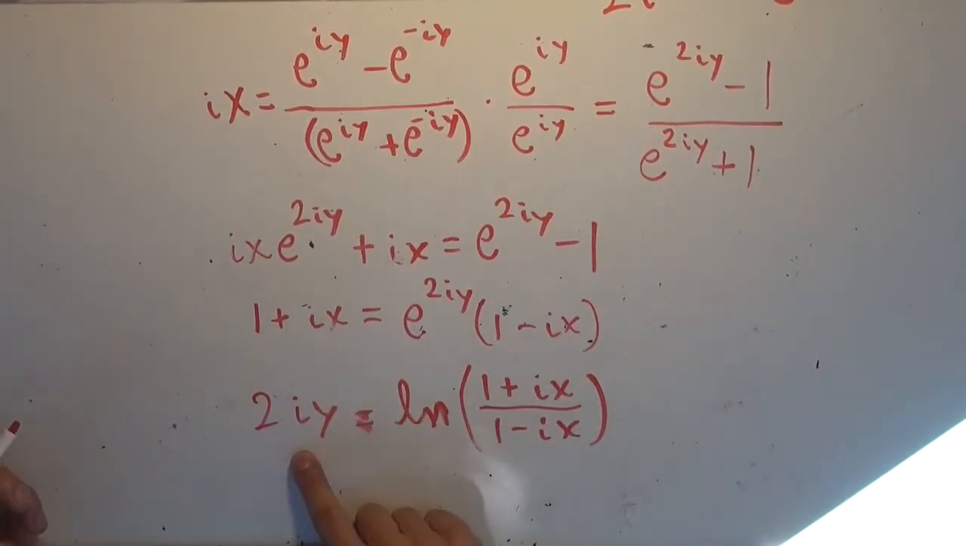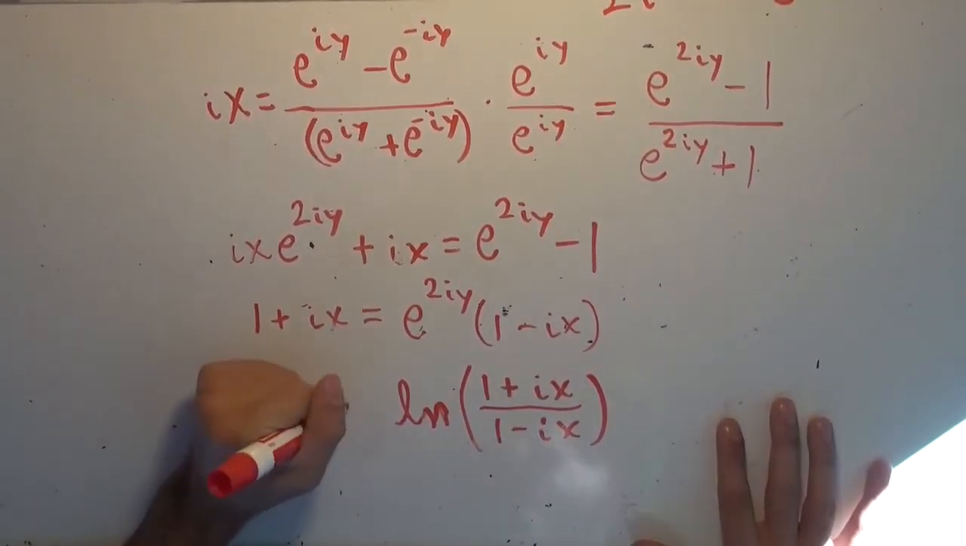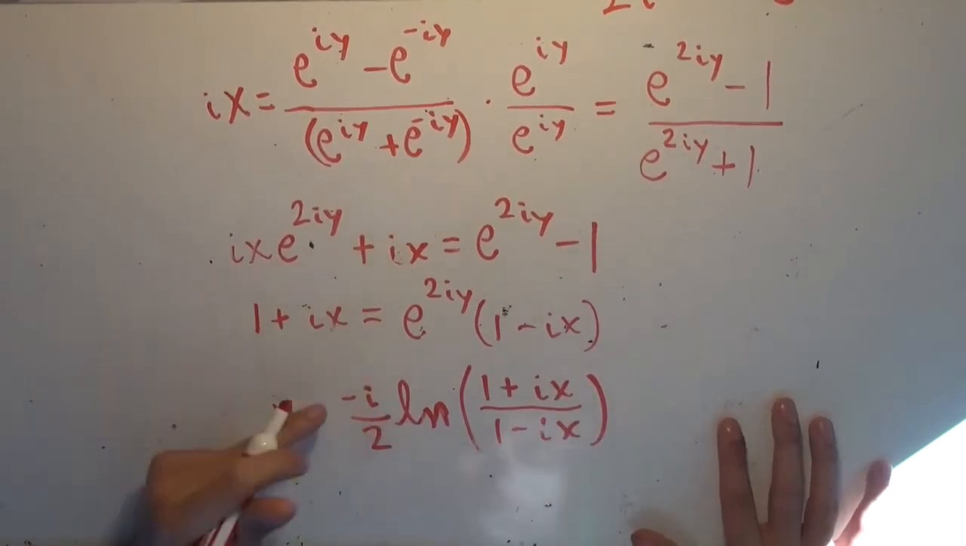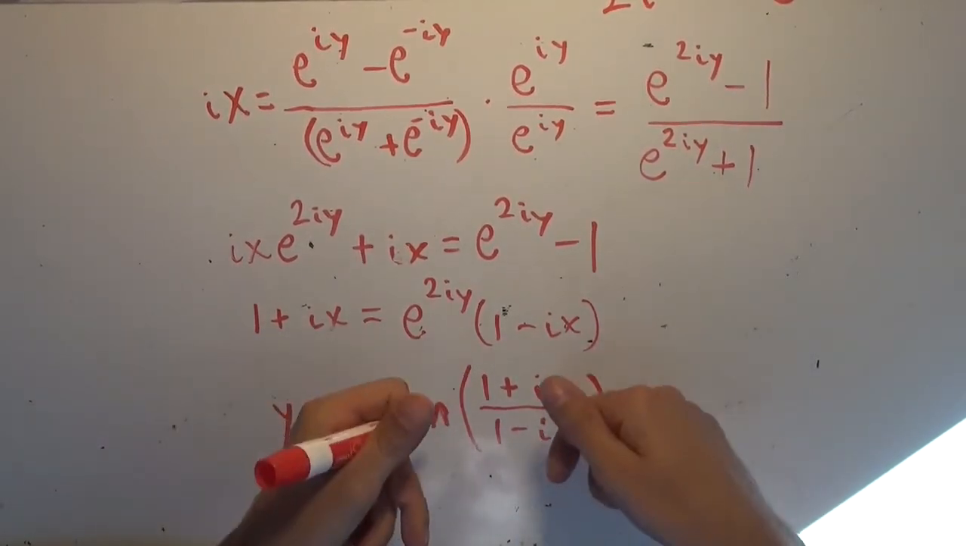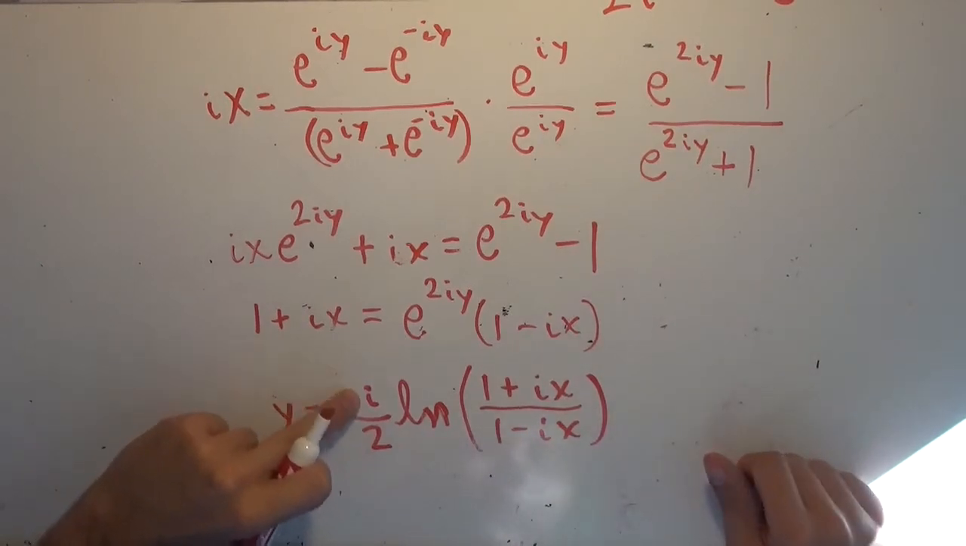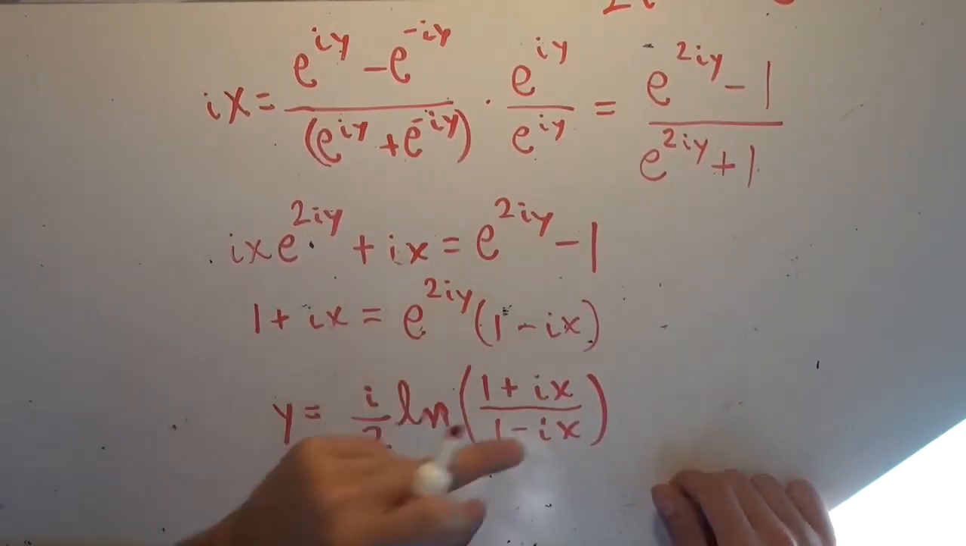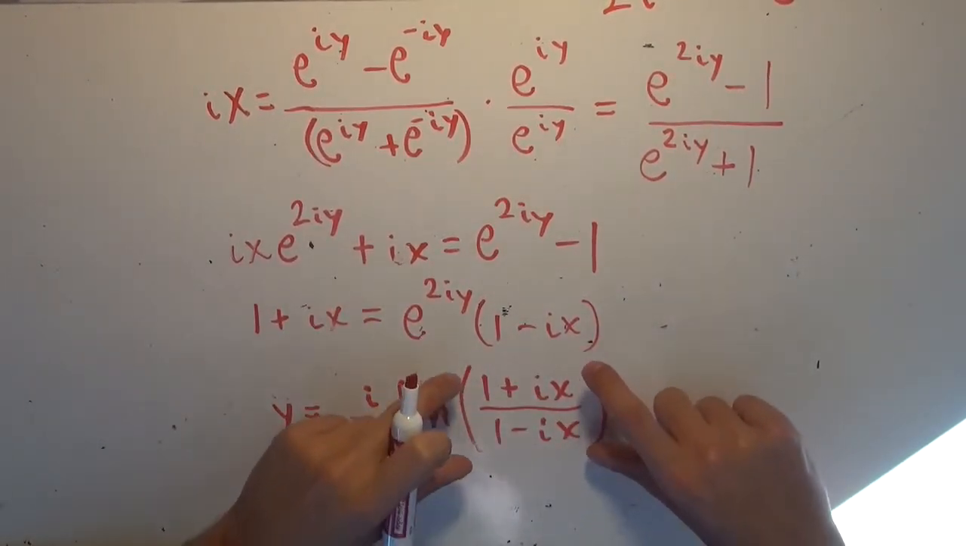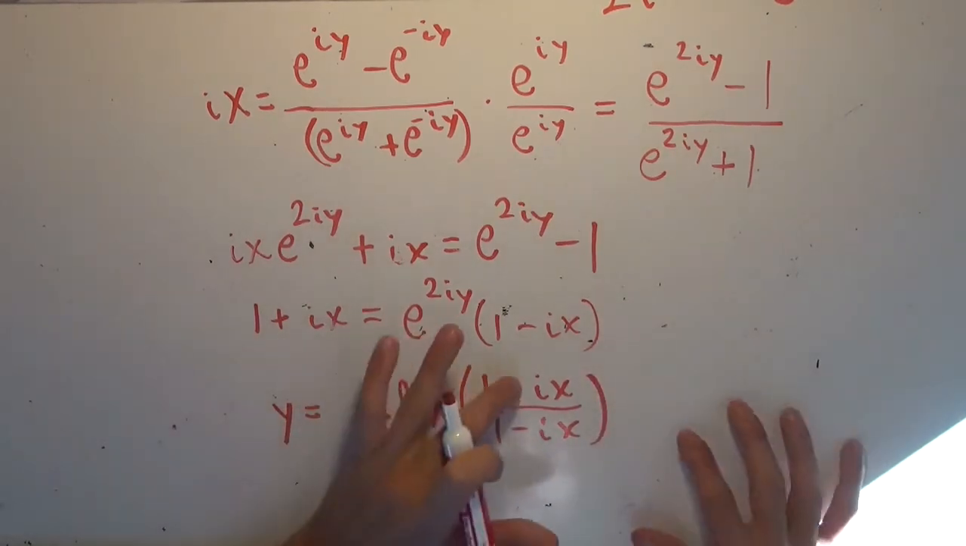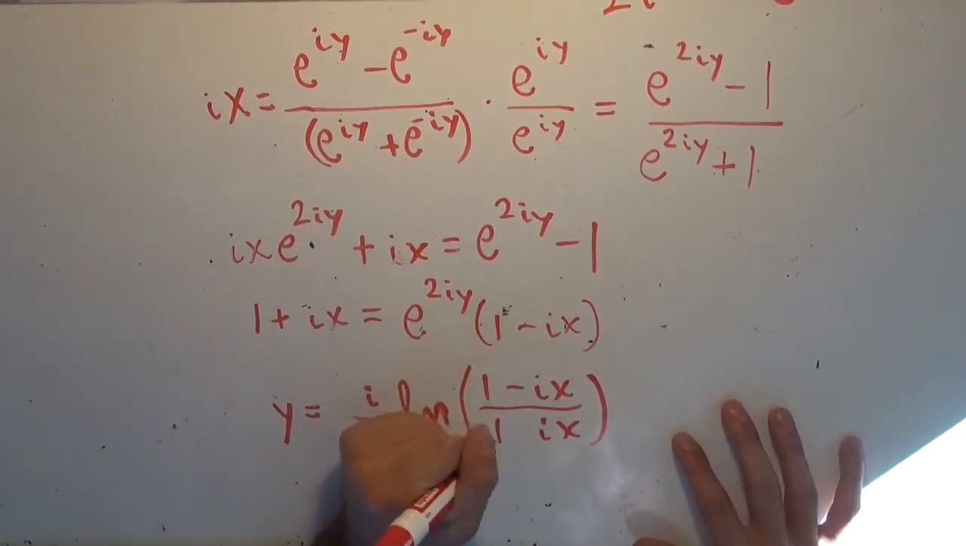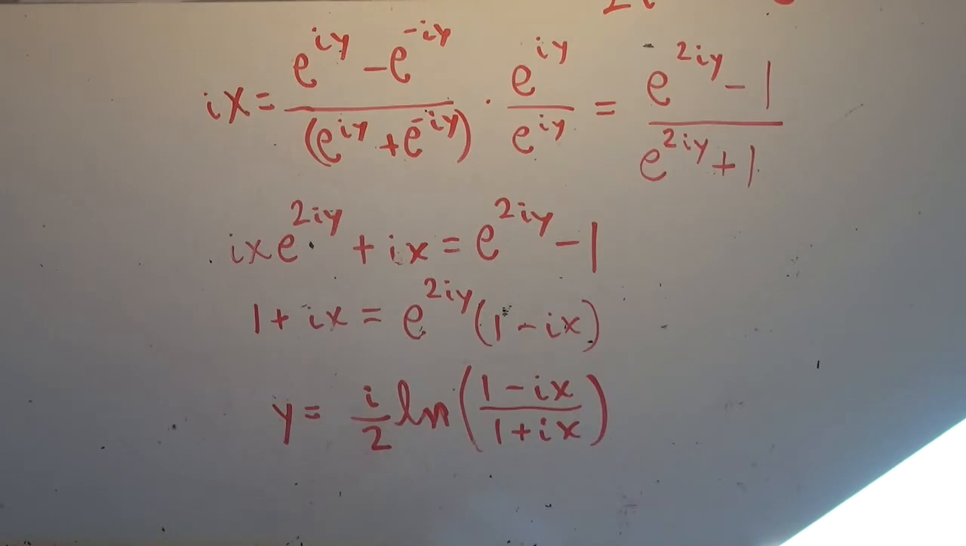Divide by 2i, and you get that y is equal to negative i over 2. Distributing that negative 1 in, we can actually reciprocate this, so we can simplify it. So when you distribute the negative 1 into the natural logarithm, that's like raising the argument to the negative 1 power. So we're essentially going to have the reciprocal. So we have 1 minus ix divided by 1 plus ix.